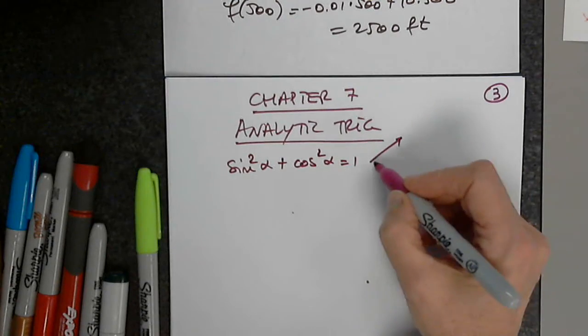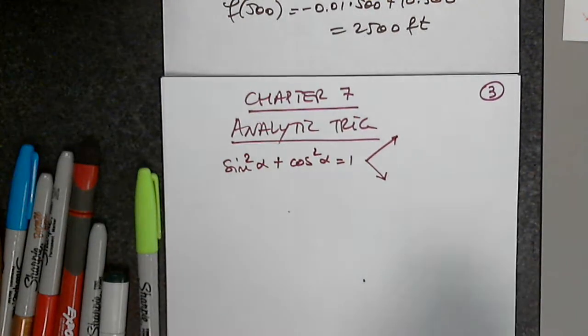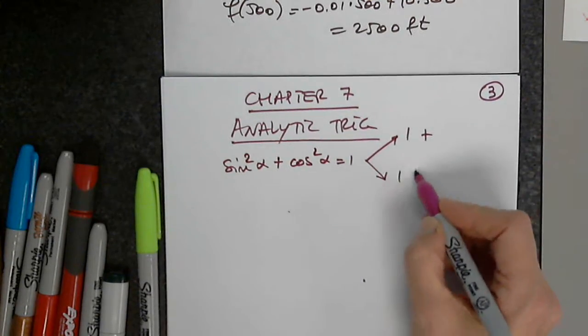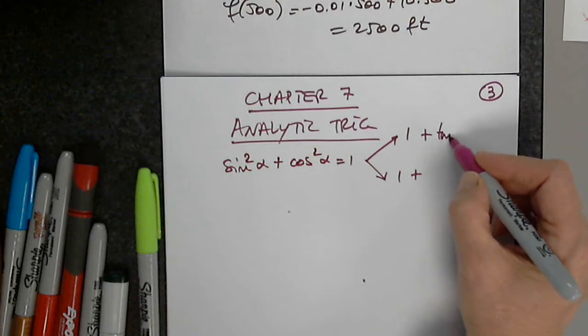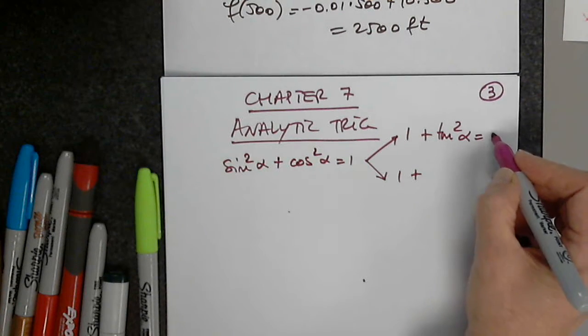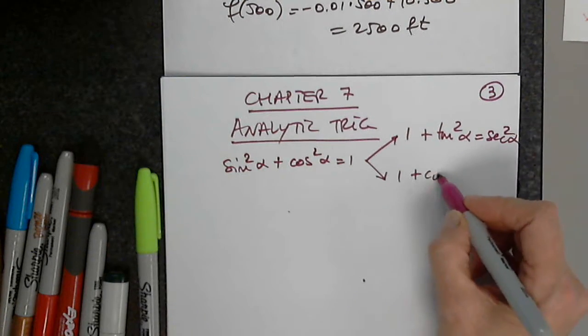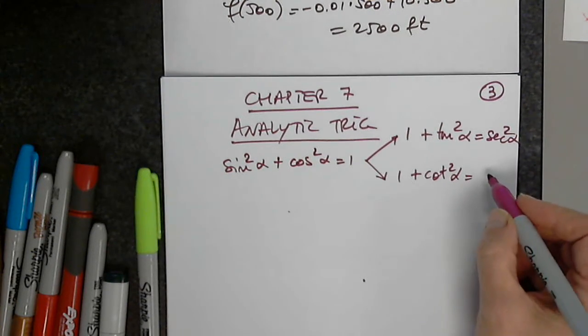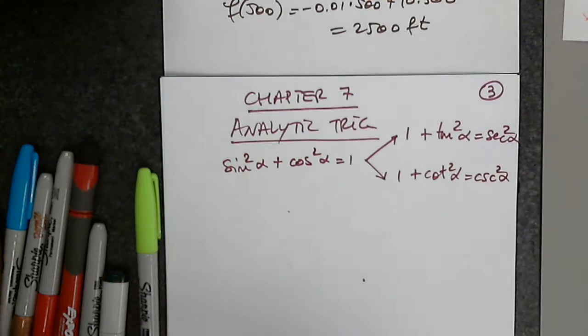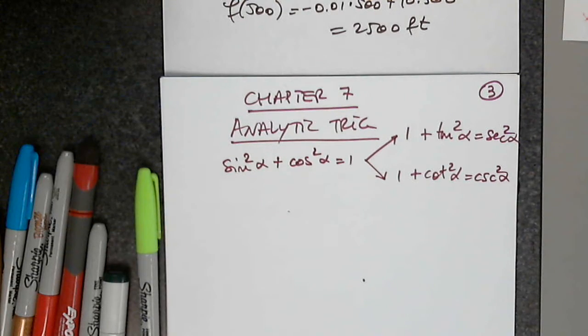Good. And from here, we have two more. You can say 1 plus tangent squared equals secant squared. Remember, tangent and secant go together. And this is cotangent and cosecant. So sine squared plus cosine squared. Sine and cosine are together in one equation. Tangent and secant are together in one equation. Cotangent and cosecant are together in one equation. Okay.